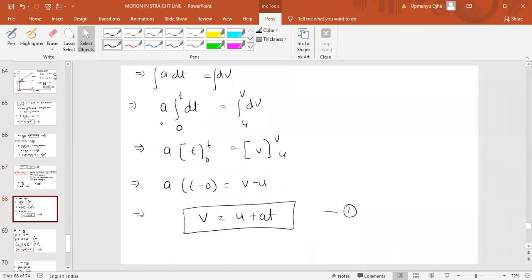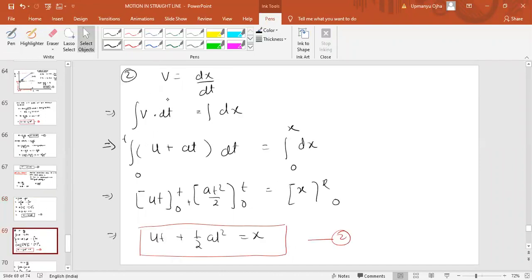Now we have to put the limits. Okay. So at time t equal to 0 second, what was the speed of the particle? u. At time t equal to t second, what was the velocity of the particle? v. Okay. So if you integrate, you will get at equal to v minus u. So we are getting the first equation as v equal to u plus at.